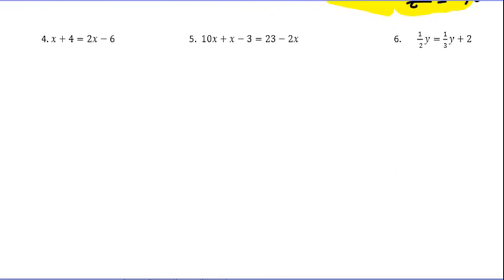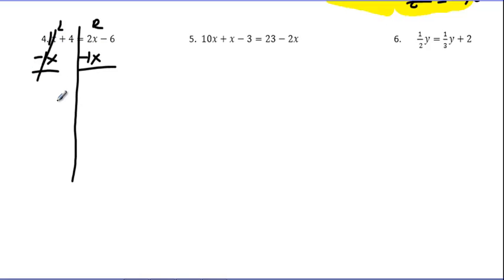Example number 4. Again, I'm going to look at this problem and say I have variables on opposite sides. So I'm going to move one to the other. I'm going to move the smaller one, in this case 1x, by doing the opposite sign. Opposite side, opposite sign. 1 minus 1 is 0. That's gone. 4. 2 minus 1 is 1. I don't need to put the 1, but if I do, that's fine. And I'm here. This is all part of simplifying.